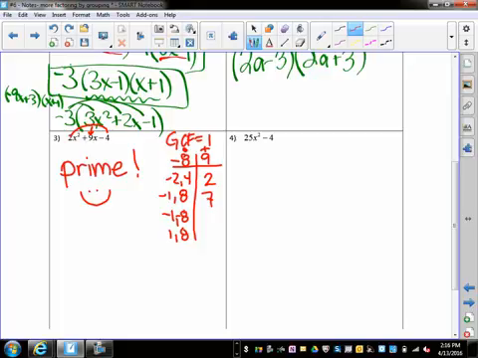So let's actually try it first before we claim primes. You must try it before you can claim prime. Okay. Is it in standard form?